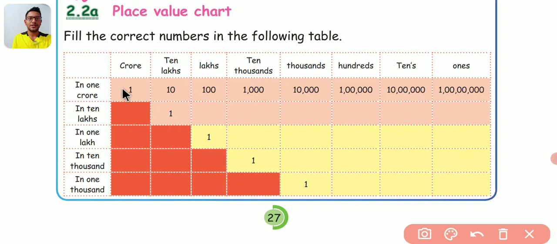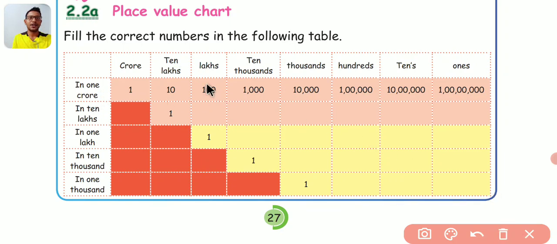In that, how many ones in 1 crore? There are 1 crore ones in 1 crore, okay? It is difficult to understand, so if you see all the examples, then you will understand what I am telling. So next one, 10 lakhs, okay? In 1 crore, how many 10 lakhs? There are 10 lakhs in 1 crore.